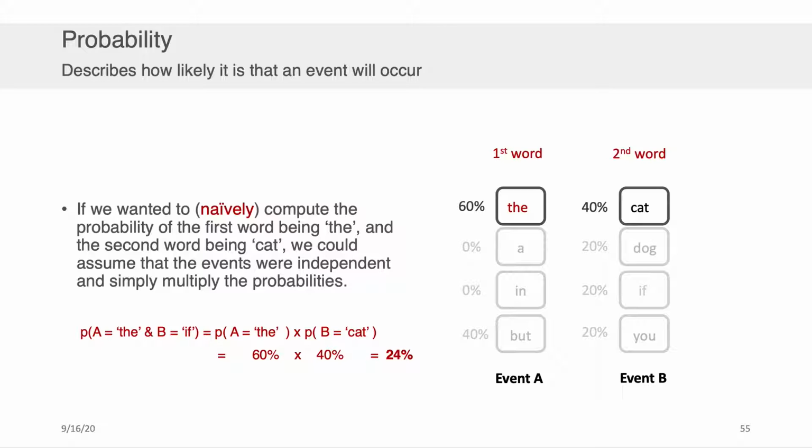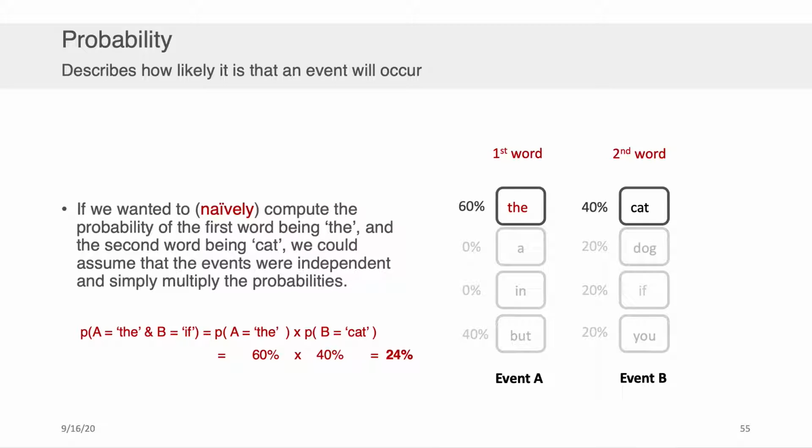Now, of course, I might want to do something more sophisticated than just thinking about the probability of the first word or the second word. I might be interested in joint probabilities, like what's the probability of the first word being the and the second word being cat.